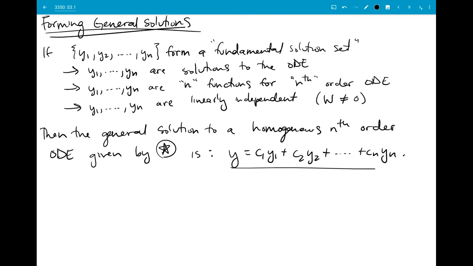All right, so just now we found out that those three special properties we talked about form the conditions to be a fundamental solution set. That's just a special word we have for a group of functions where if you write them in this special combination form, you've created a general solution to a homogeneous nth order differential equation.